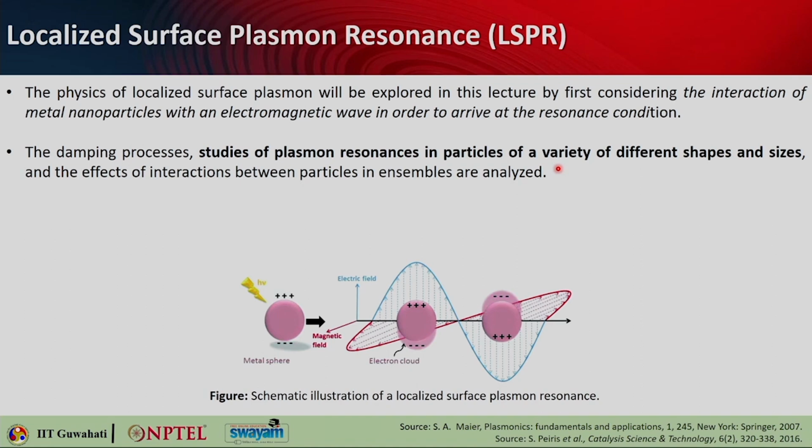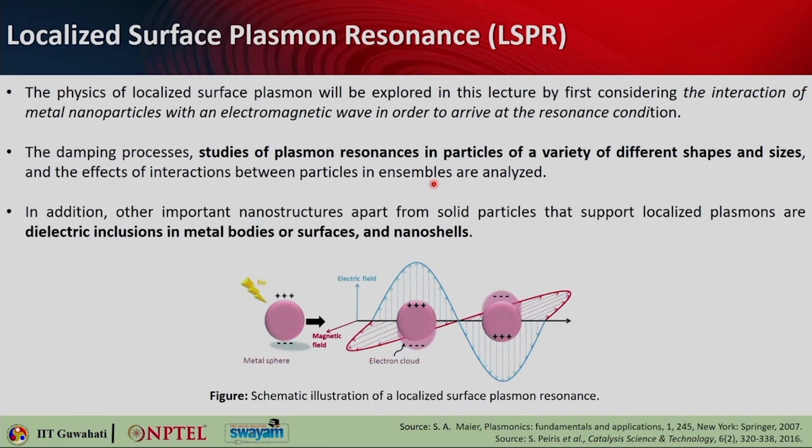We will also see the damping process, because whenever there is a resonator, there is some damping associated that basically decides the Q factor of the resonator. So, we will see how this damping process depends on the nanoparticle's different sizes and shapes, and how the interaction between the particles in an ensemble or in a large assembly affects this resonance.